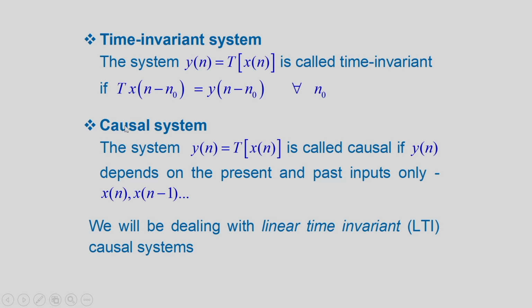Another important concept is causal system. The system y[n] = T{x[n]} is called causal if y[n] depends on the present and the past inputs only. So, it does not depend on the future data. That way y[n] is a function of x[n], x[n-1], etc. We will be dealing with linear time invariant causal systems. This is very important. We will discuss LTI causal systems.